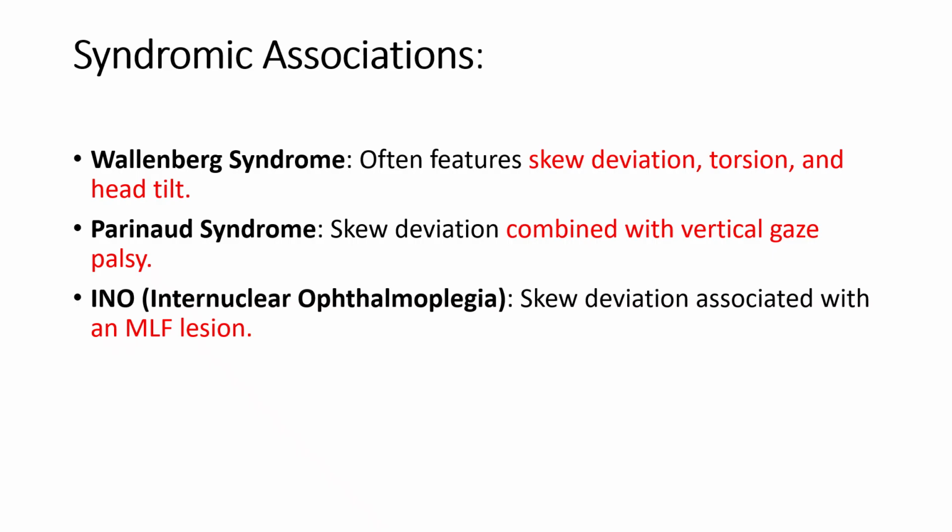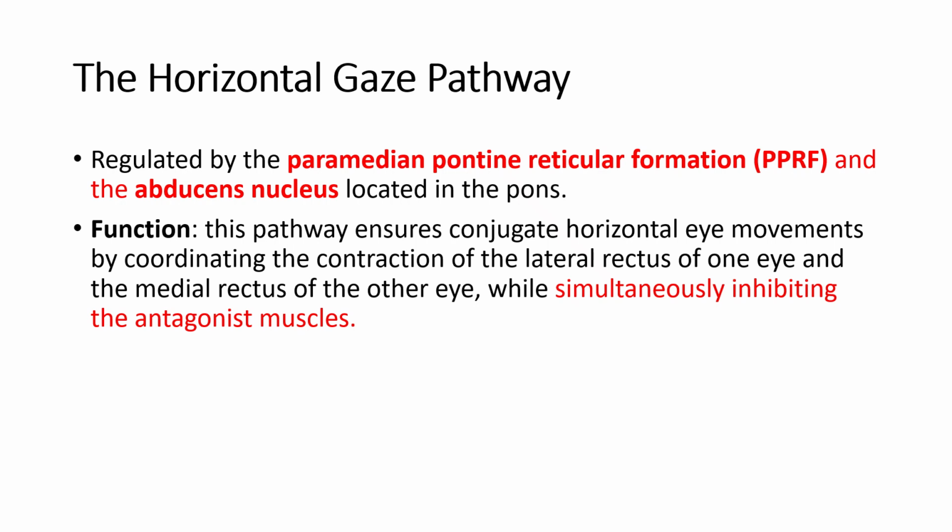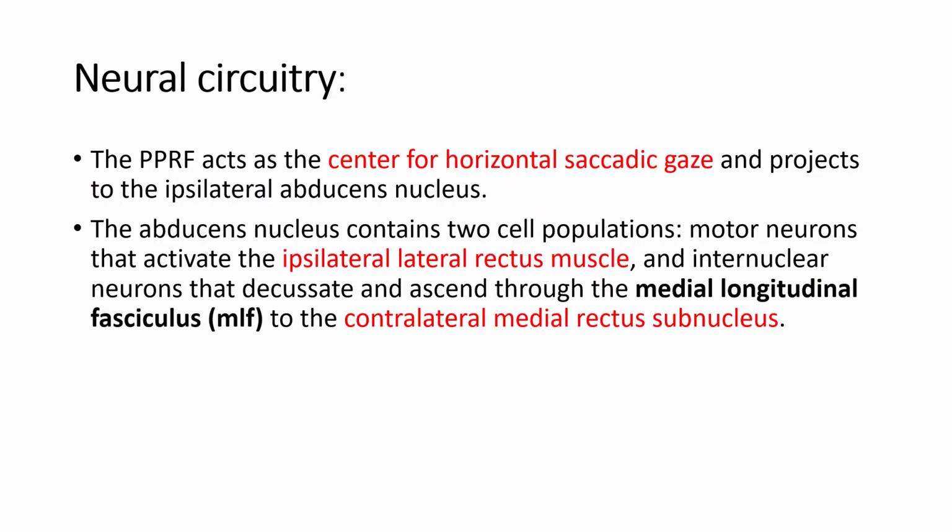The horizontal gaze pathway is regulated by the PPRF and the abducens nucleus located in the pons. The pathway ensures conjugate horizontal eye movement by coordinated contraction of the lateral rectus of one eye and the medial rectus of the other eye, while simultaneously inhibiting the antagonist muscles. The PPRF acts as the center of horizontal saccadic gaze and projects to the ipsilateral abducens nucleus. The abducens nucleus contains two cell populations: motor neurons that activate the ipsilateral lateral rectus, and interneurons that decussate and ascend in the medial longitudinal fasciculus to the contralateral medial rectus subnucleus.